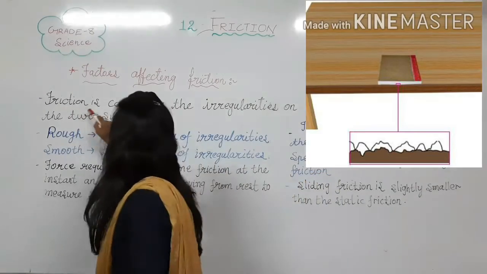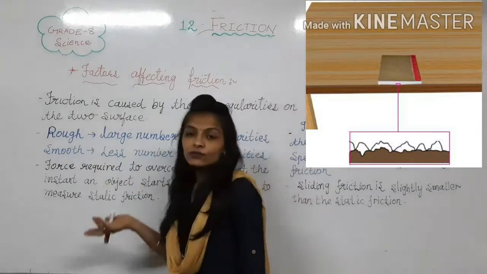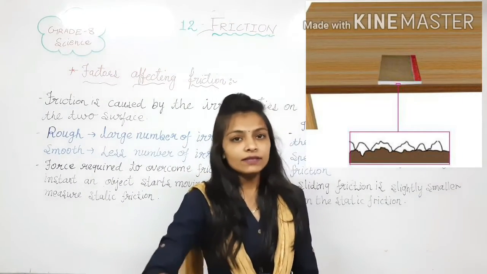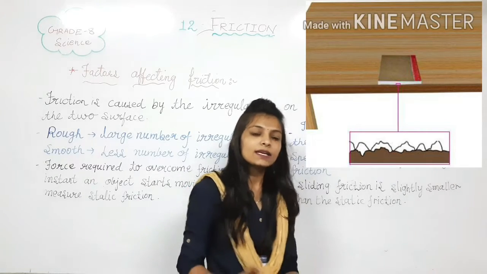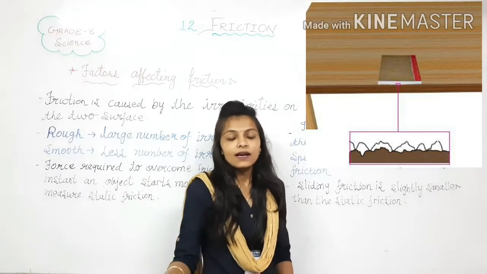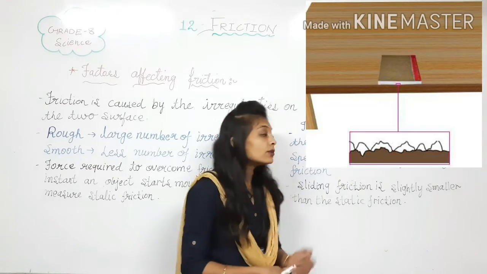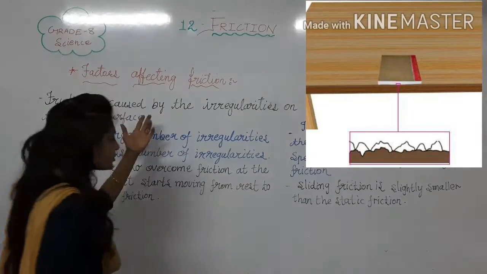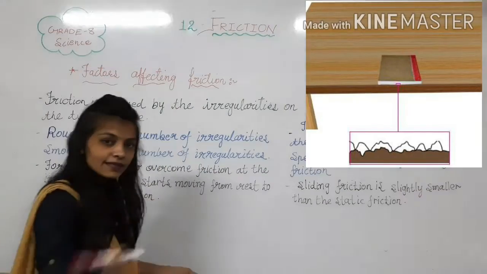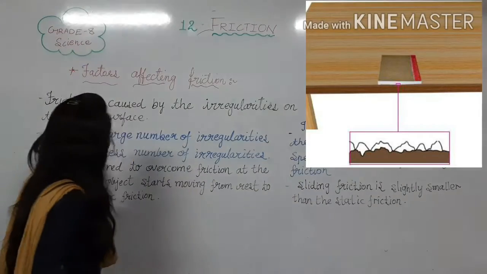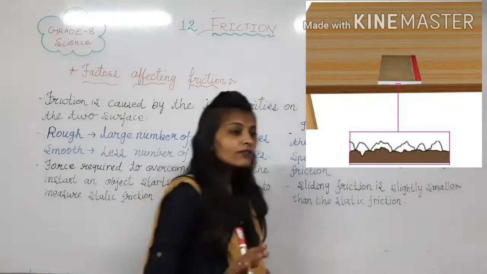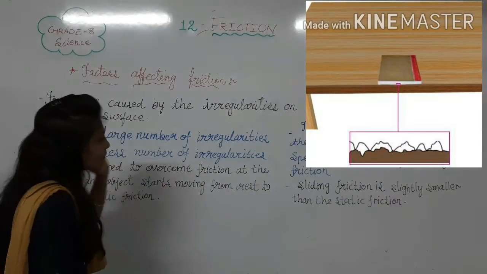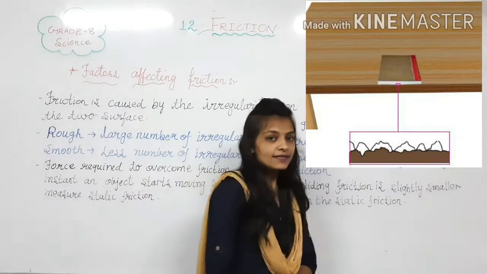First, friction is caused by the irregularities of two surfaces. The two surfaces: one is the object and the second is the surface it is in contact with. Either this object comes into contact with a rough surface, otherwise a smooth surface. So friction is caused by the irregularities on the two surfaces. Same thing I am explaining again. If the rough surface is there, the number of irregularities will be large. If the smooth surface is there, the number of irregularities will be less.